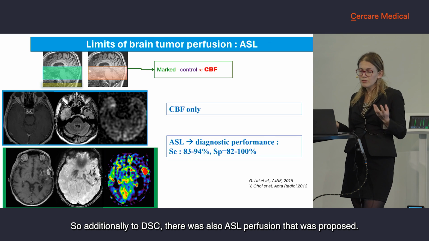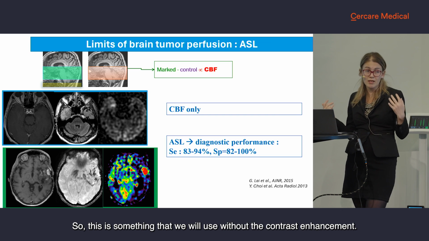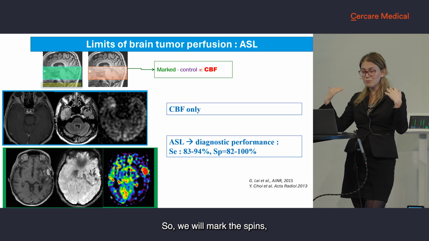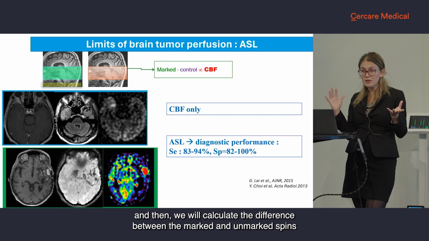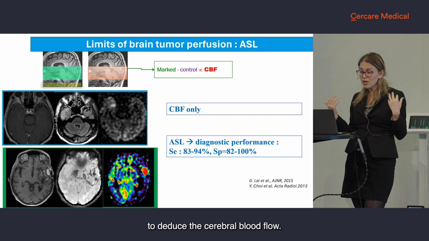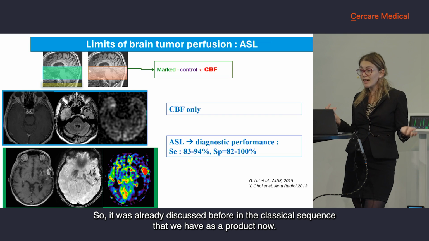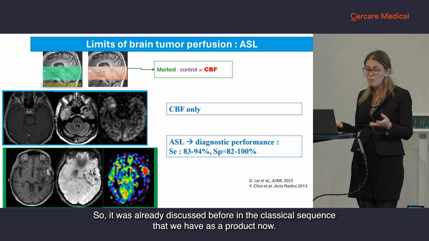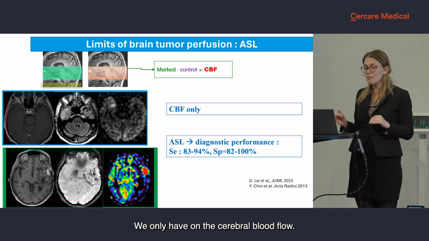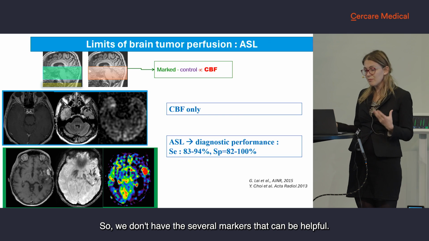In addition to DSC, ASL perfusion was also proposed. This is something we do without contrast enhancement. We label the spins, then calculate the difference between the labeled and unlabeled spins to deduce the cerebral blood flow. There are some limits of the sequence, as already discussed before. In the classical sequence we have as a product now, mostly we have only the cerebral blood flow, so we don't have the several markers that can be helpful.